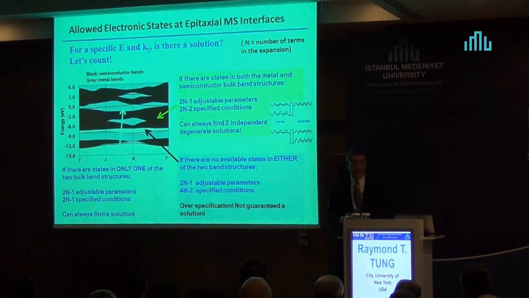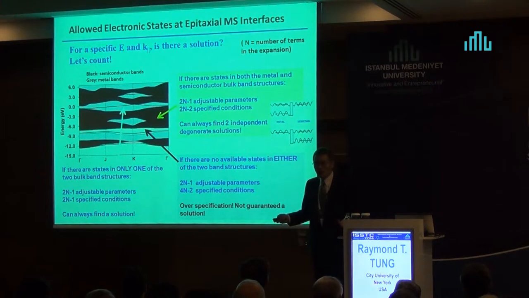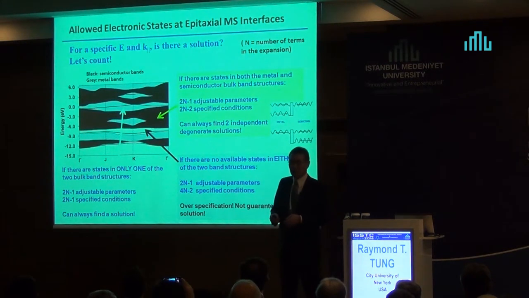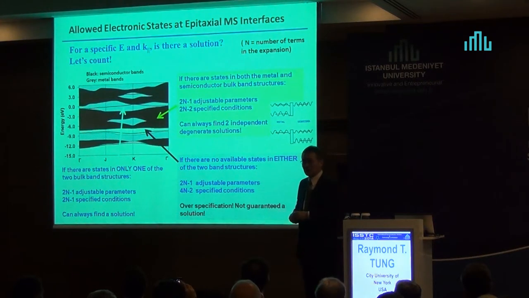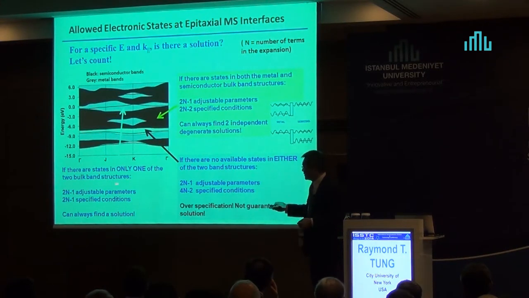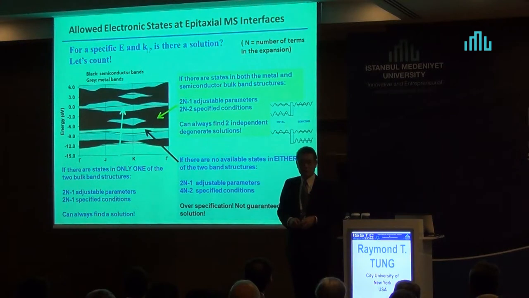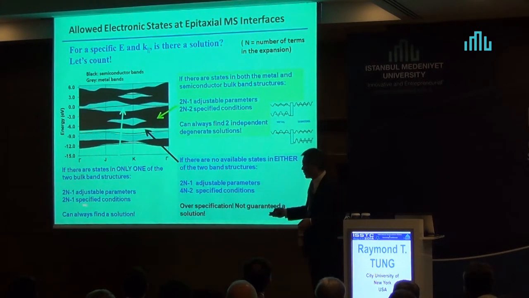That is the question. And the answer here is as simple as counting how many conditions there are. For that purpose, I superimpose the bulk band of the metal, which is shown in gray, and the bulk band of the semiconductor, the two-dimensional band, together, and point out that there are different scenarios we have to consider. For instance, there could be places where there's only a bulk band in the metal, but there's no electronic state for the semiconductor. In this region, we discover that the interface solution has 2n plus 1 adjustable parameters, and there are actually 2n minus 1 conditions to satisfy. So there's always a solution.